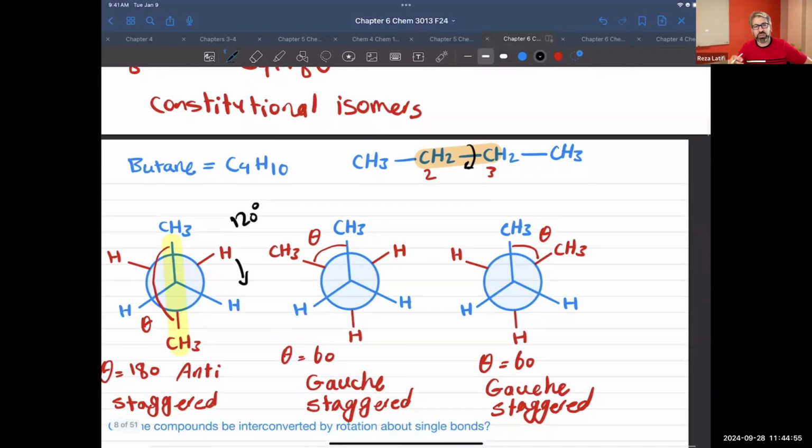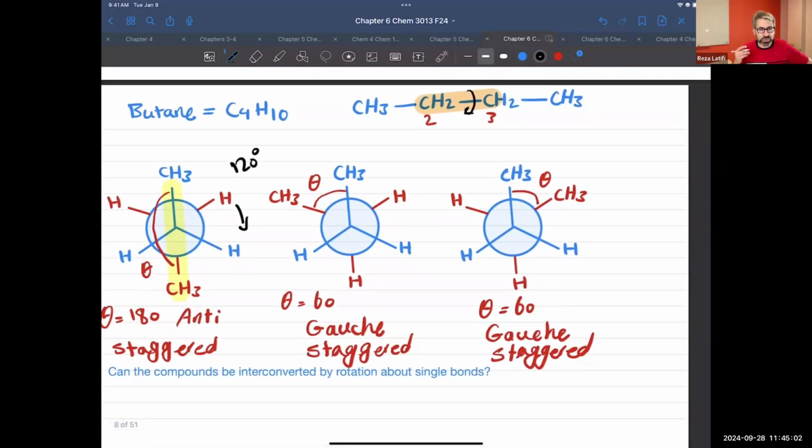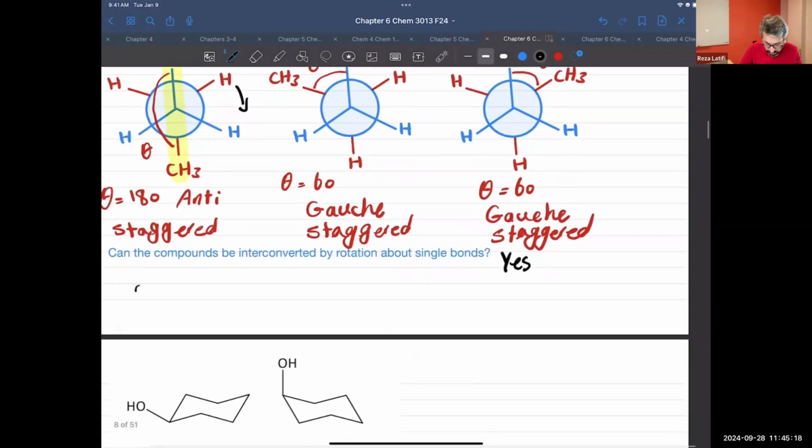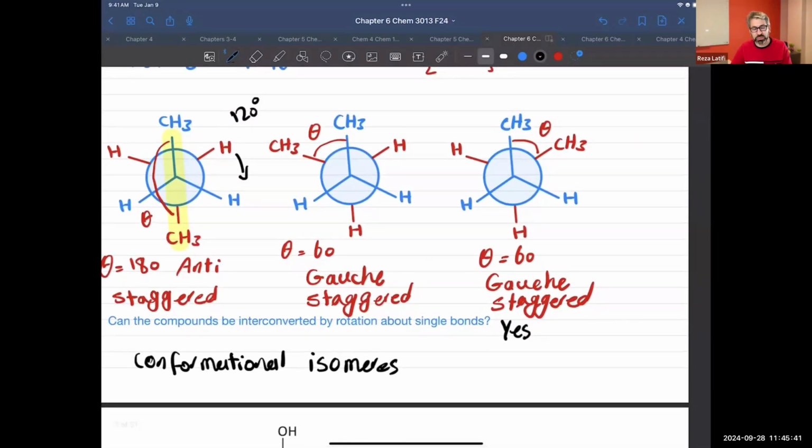Through that rotation over a single carbon-carbon bond, we managed to get 3 different structures. So the question is: can those compounds be interconverted by rotation about a single bond? In this case, yes, we managed to get 3 structures through rotation. Now what should I call them? I'm going to call them conformational isomers. These are isomers that we got through rotation around a single carbon-carbon bond.